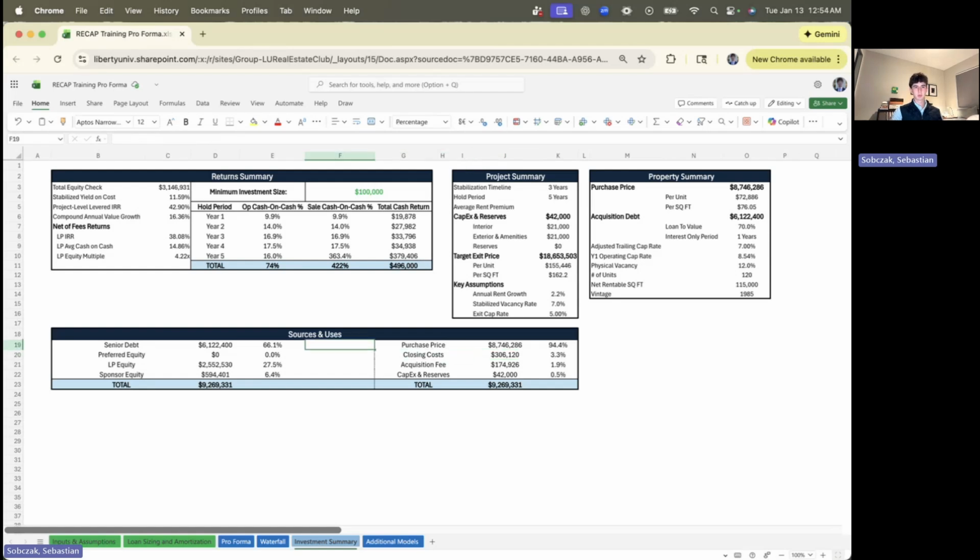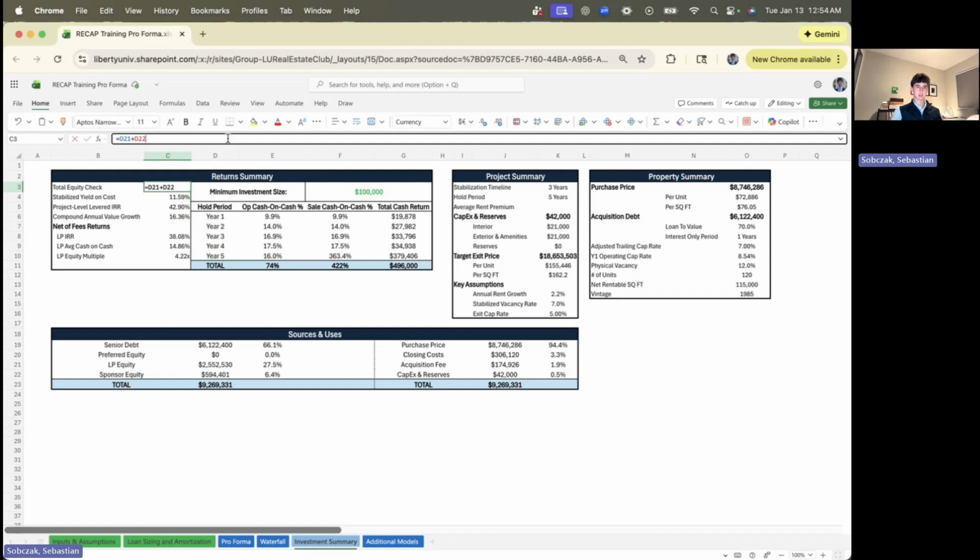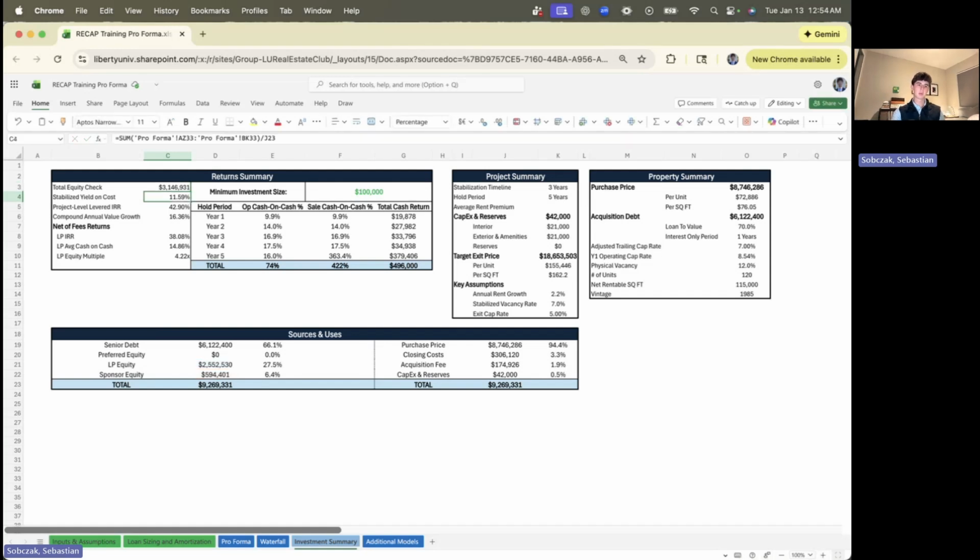So starting off, we've got our total equity check, and that's just a sum function of our LP equity and our GP equity. And what I'll be doing through this video is going over, at a high level, what the formulas are, how we got it, and then how we like to show it on this investment summary tab. Moving on, we've got our stabilized yield on cost, and that's just our NOI over total costs.